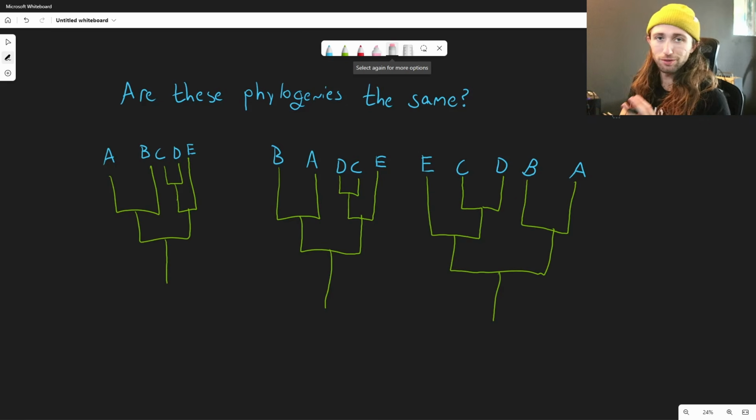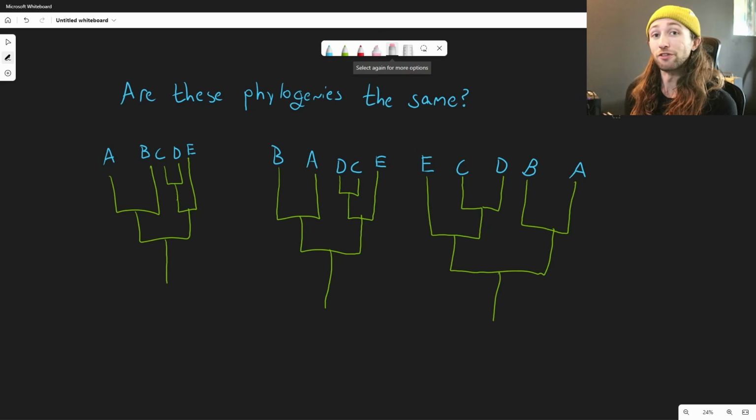All right, problem number 2. And the question is relatively straightforward. There are 3 phylogenies shown on the screen. Are they all the same? Do they all contain the same information? Do they tell you the same story, right? So I'm going to give you a little bit of time to pause.